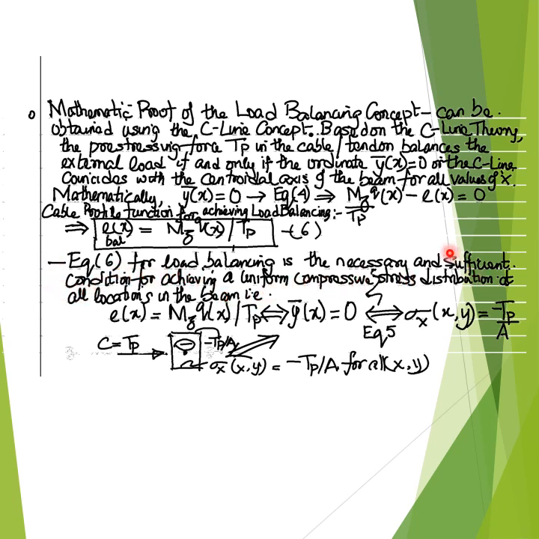Equation number 6, that is the necessary and sufficient condition for achieving load balancing, is also the necessary and sufficient condition for achieving a uniform compressive stress distribution at all the locations in the beam, that is a state of pure axial compression at all the cross sections in the beam, or at all sections x for all values of x.